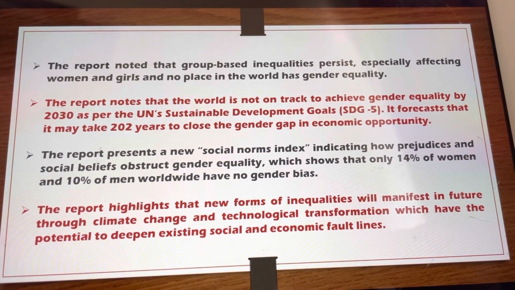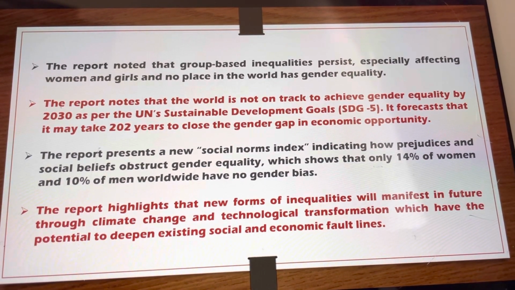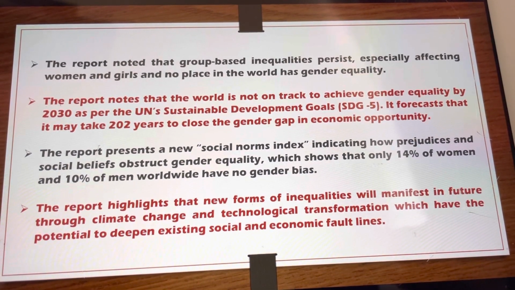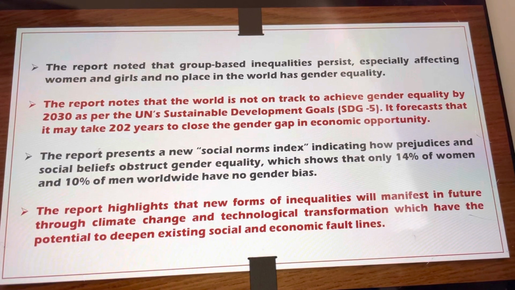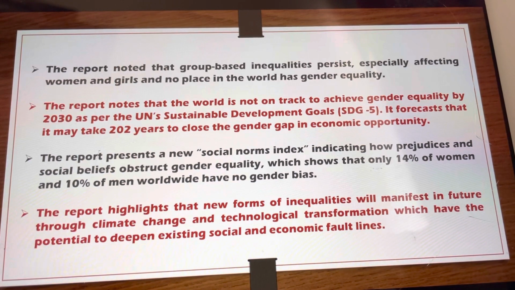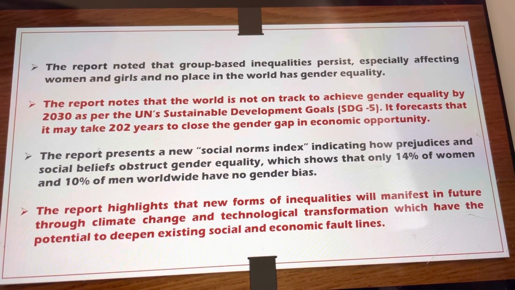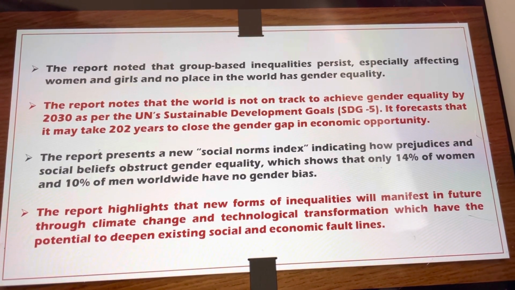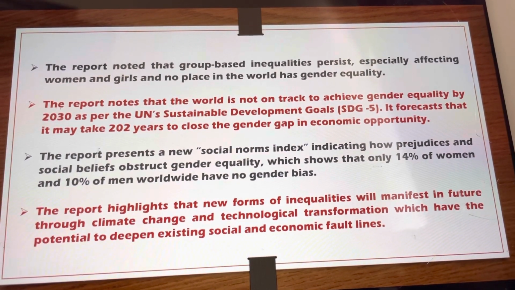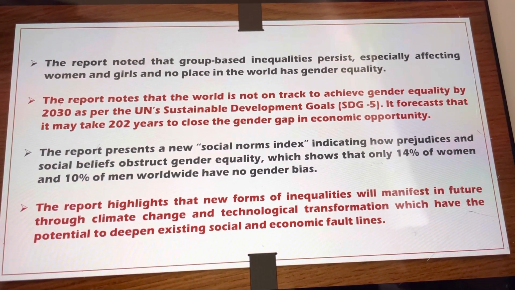The report noted that group-based inequalities persist, especially affecting women and girls, and no place in the world has gender equality. The report notes that the world is not on track to achieve gender equality by 2030, as per the UN's Sustainable Development Goals, SDG 5. It forecasts that it may take 202 years to close the gender gap in economic opportunities.